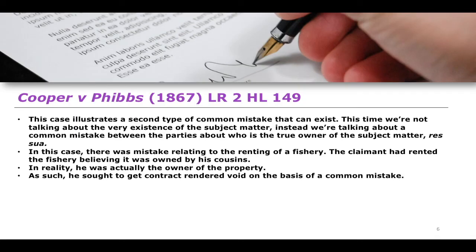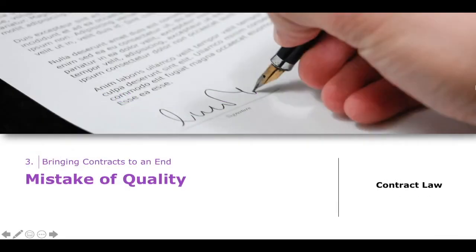Because you can't, of course, make a contract on the basis of there being a failure to know the true owner of a subject matter. If this happens and you are wrong about the true owner of the subject matter, then you can render a contract void on the basis of common mistake.